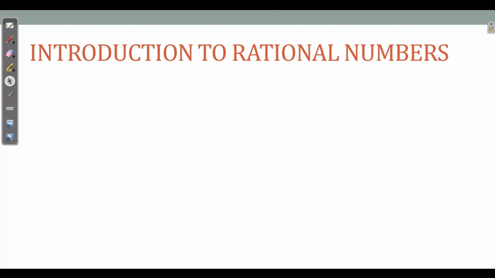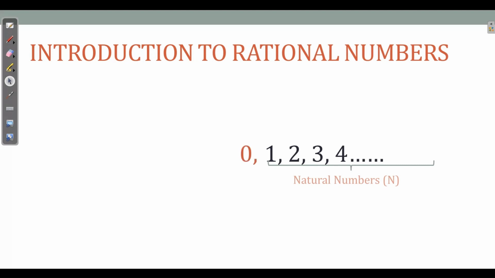Usually, we start counting from 1, like 1, 2, 3, and so on. All these numbers are called natural numbers, represented by capital N. To this set, if we add 0, then starting from 0, all the numbers are called whole numbers, represented by W.